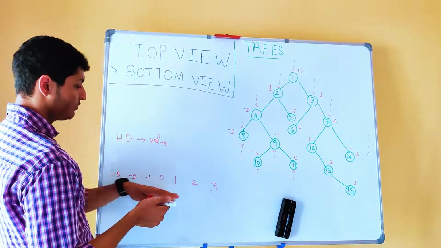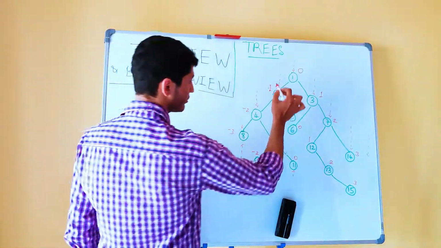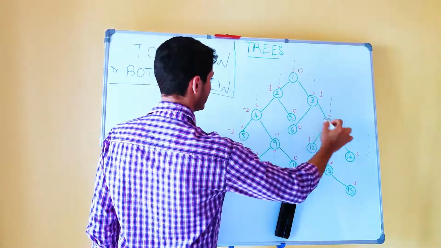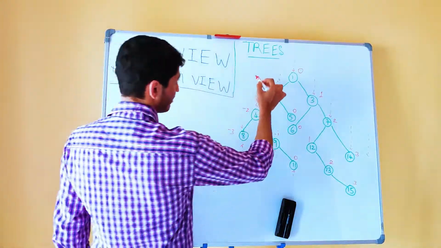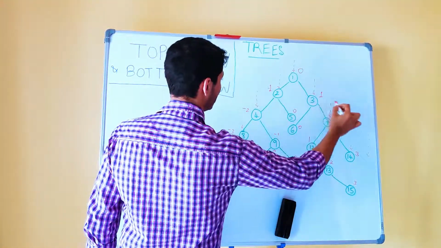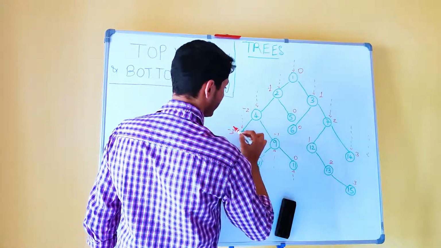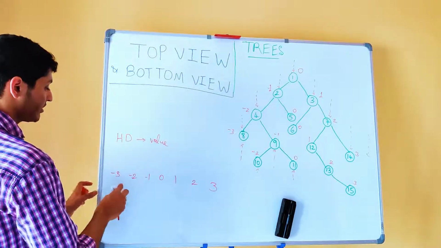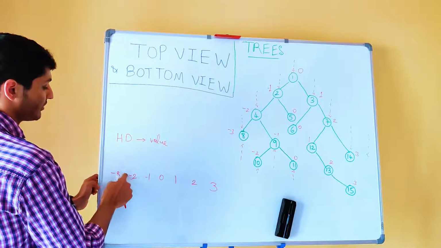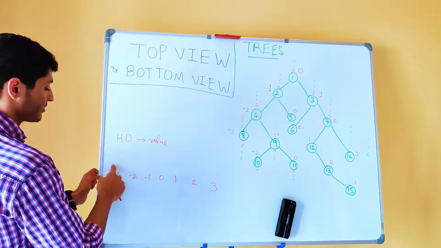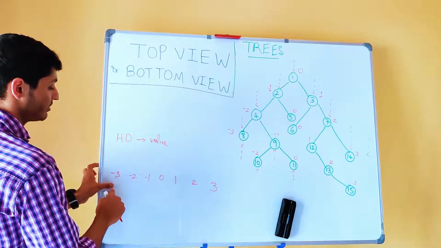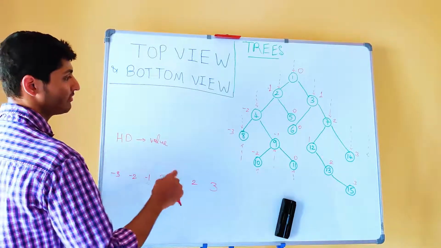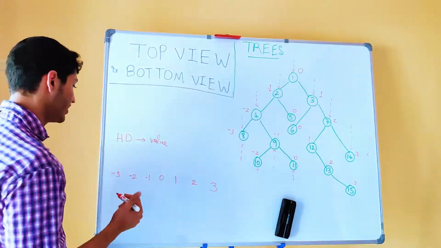Now to fill this mapping, we will do a level order traversal or breadth first traversal. In the breadth first traversal, we will traverse level by level, and for each level when you are traversing down the tree, we will see if my map is empty for some particular horizontal distance. If it is empty, I will fill that value into this map. If it's not empty, I will simply move on.